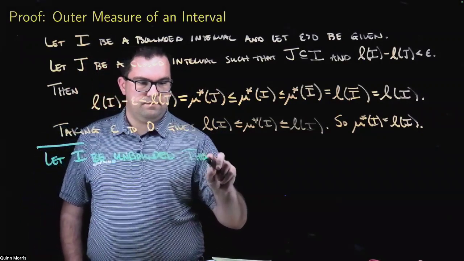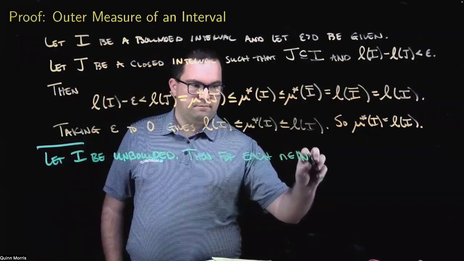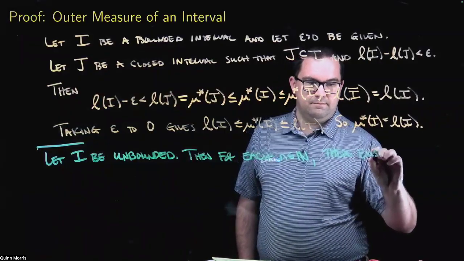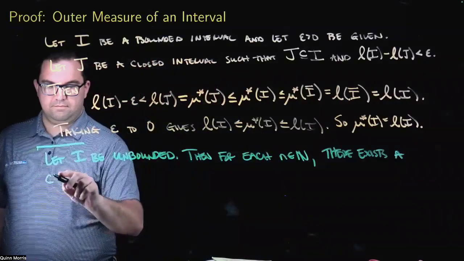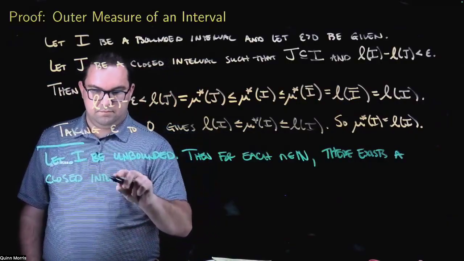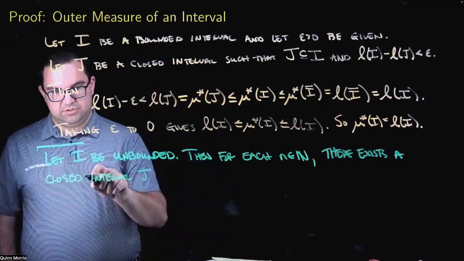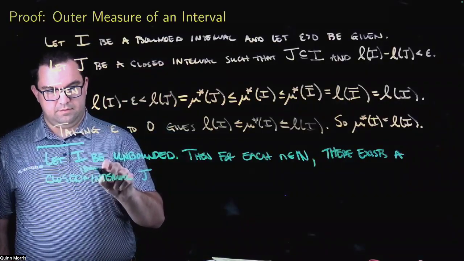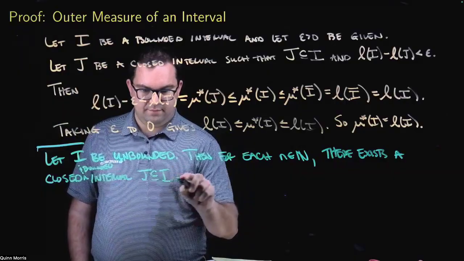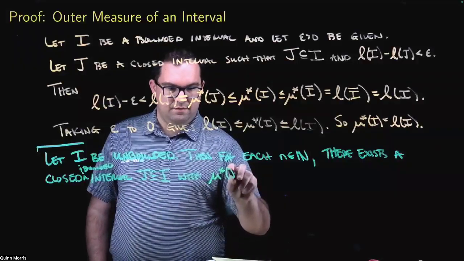Okay. Well, then for each natural number n, there exists a closed interval J. Oh, sorry, I guess I should say a closed and bounded interval J, which is a subset of I, with the outer measure of J being equal to n.